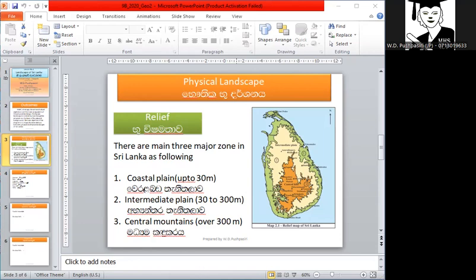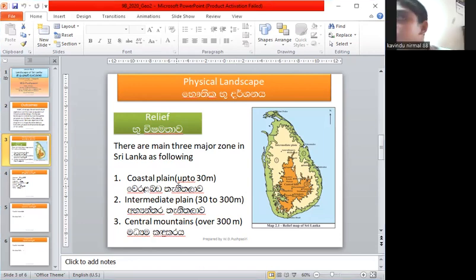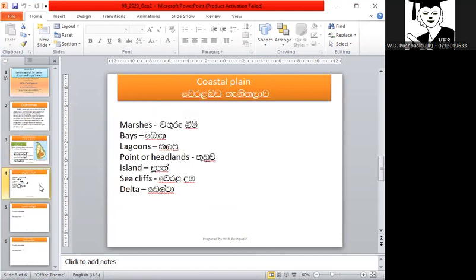What are those three parts? Coastal plain, intermediate, and central mountain. Right. So out of that, we have to study about the coastal plain. So shall we move to that coastal plain? Can you write down the top heading like coastal plain?